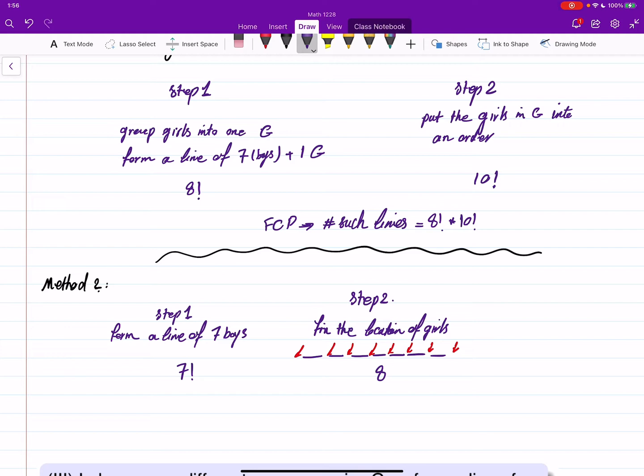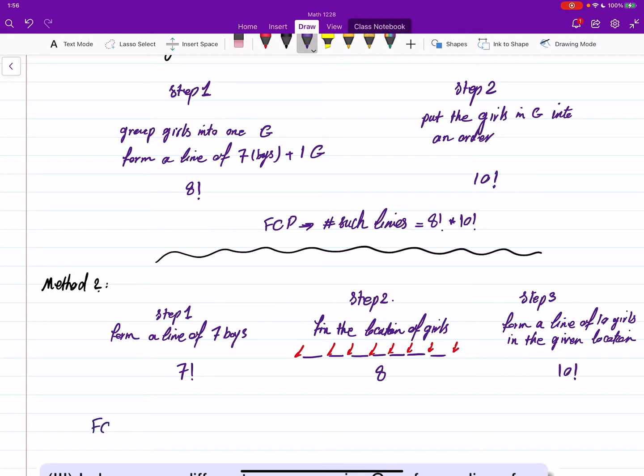But we are not done yet. We know where our boys are and where our girls are supposed to be, but we don't know the order of the girls. So in step 3, form a line of 10 girls in the given location in the line. It doesn't matter where we choose. Now we have a separate action: put girls in a line. The number of ways we can do that is 10 factorial.